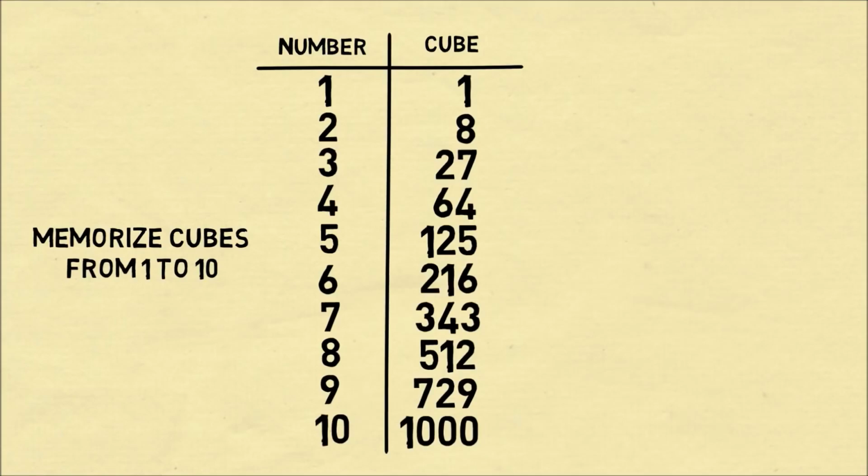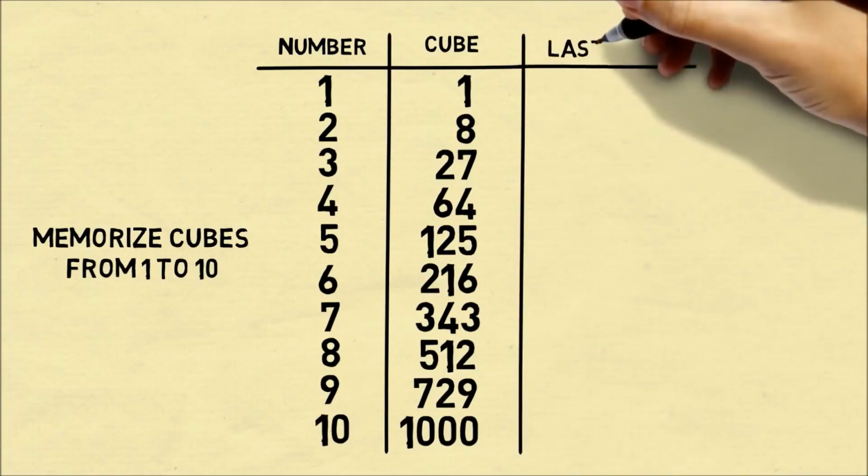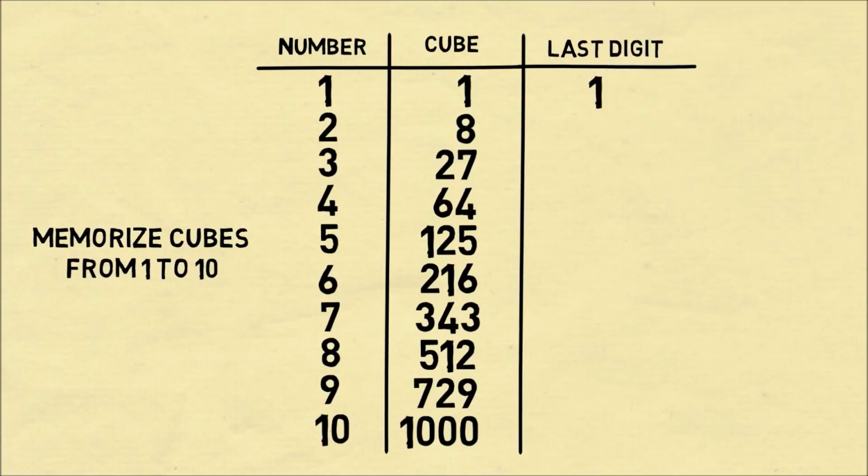Now once we've written down these cubes, I want you to focus on the very last digit of each cube. What's important is that each of these 10 numbers ends in a different last digit. And that'll be very important to doing this trick. So this will be another thing you have to memorize.